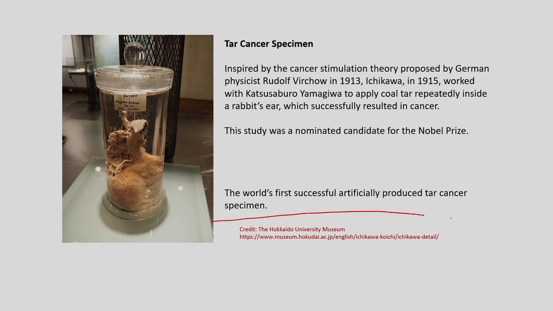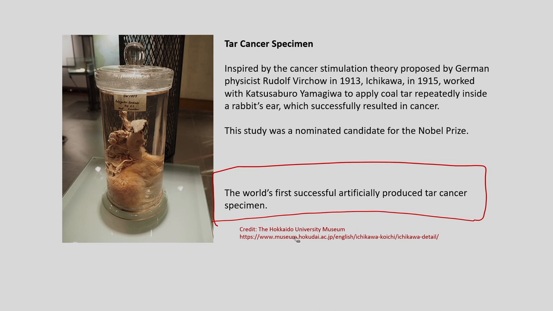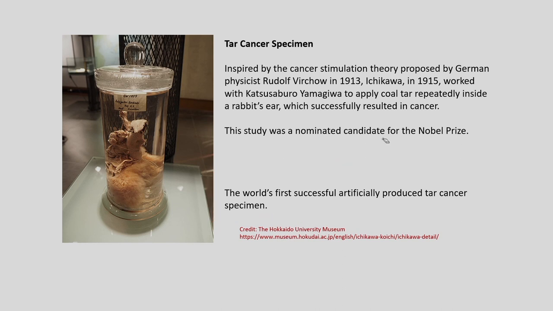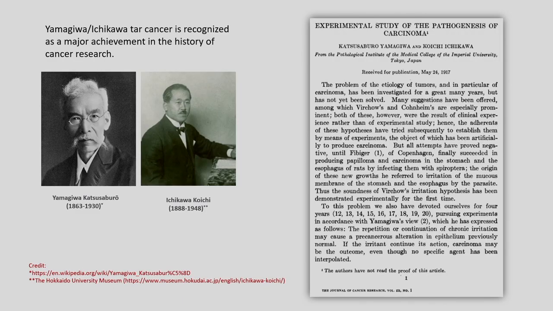This specimen is the world's first successful artificially produced tar cancer specimen. So from the conceptual development of the chimney soot and the disease it causes in chimney cleaners to these artificially produced tar cancer specimens, we can see a common linkage: we can develop a disease model which occurs in human subjects in animals. So this study, as I already told you, with tar inducing cancer in rabbits is recognized as a major achievement in the history of cancer research.